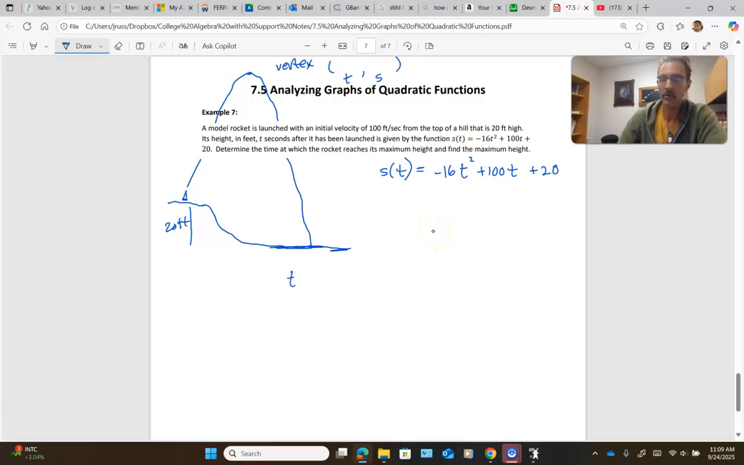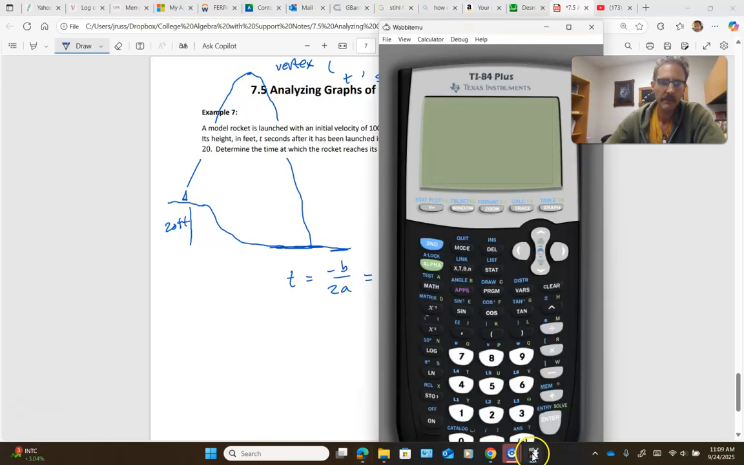So t, or x, is found by negative b over 2a. So it's the same problem again, right? It's just in context. So negative b in this case would be 100 over 2 times a. A is a negative 16. So we'll get a negative 100 over negative 32. The negatives will divide out.